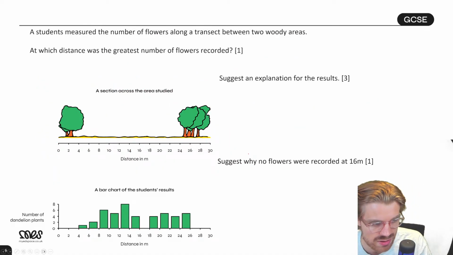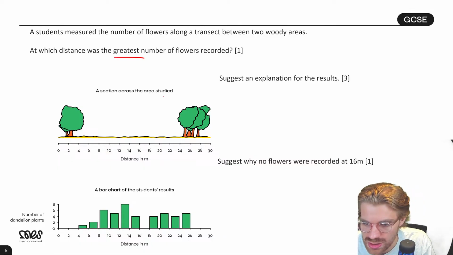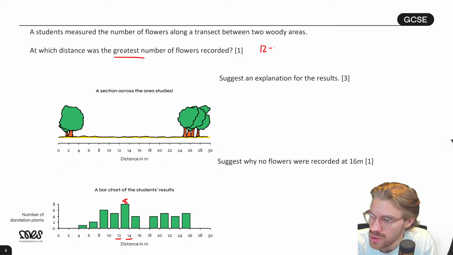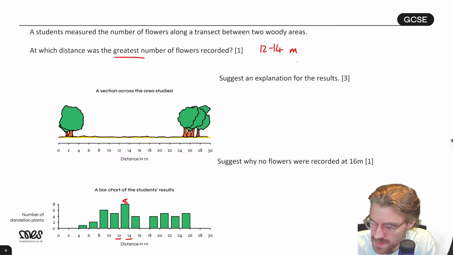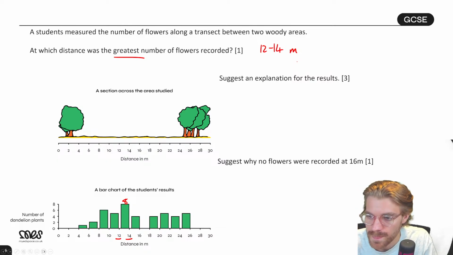So what might our results then look like? Well, a student measured the number of flowers along the transect between 2 woody areas. At which distance was the greatest number of flowers recorded? Well, if we're looking at our graph here, we can see that between 12 and 14, we have the largest number there. We can see up to 8 individuals. So 12 to 14 meters. Now, I can't specifically say 13 meters because 13 wasn't measured. It was only at 12 and then again at 14.